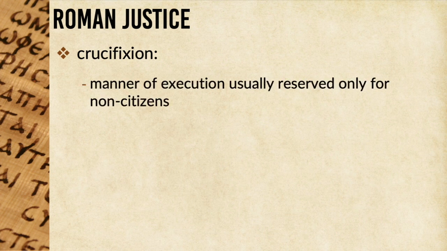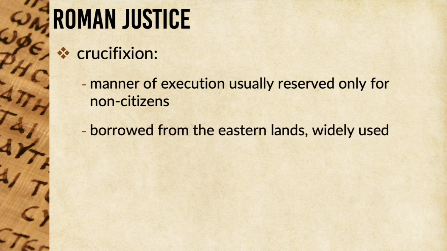Talk about Roman justice. The big thing that I want to talk about when we talk about Roman justice is crucifixion. We're all pretty familiar with that from the New Testament. Crucifixion was the manner of execution that was usually reserved only for non-citizens. Citizens were fortunate. They were exempted from this. Most of the time, citizens could not be crucified. Crucifixion was borrowed from the eastern lands, and it was widely used in the Roman Empire.